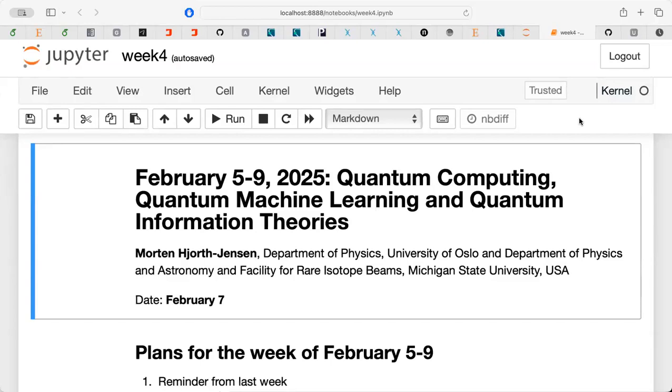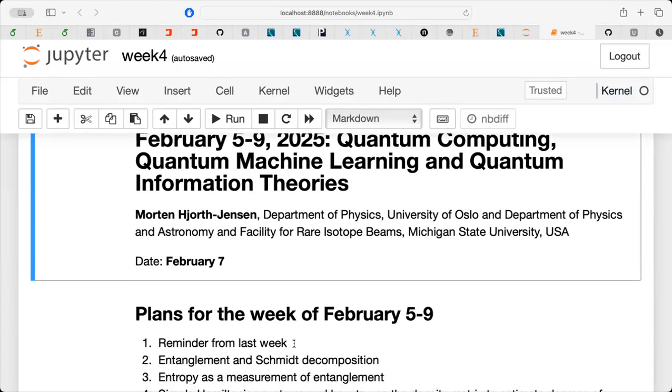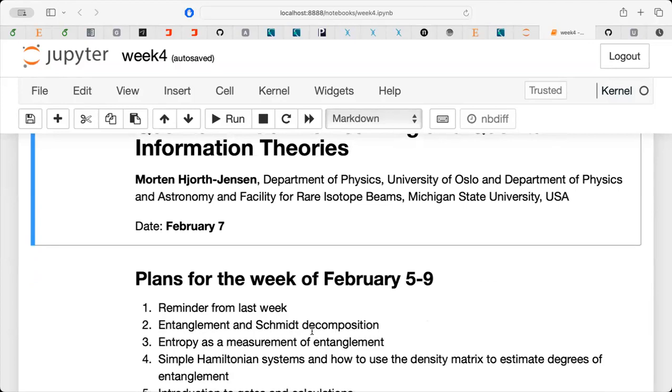The topic this week, after we've gone through a reminder from last week, is to continue our discussion of entanglement. We will also bring up a technicality which is very much used in order to define what we call pure states versus mixed states. This is called the Schmidt decomposition, which is essentially based on the singular value decomposition, which is a famous algorithm in linear algebra.